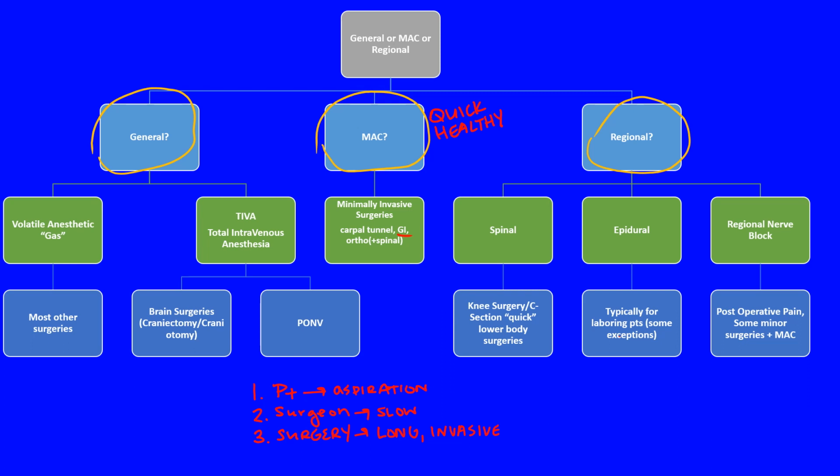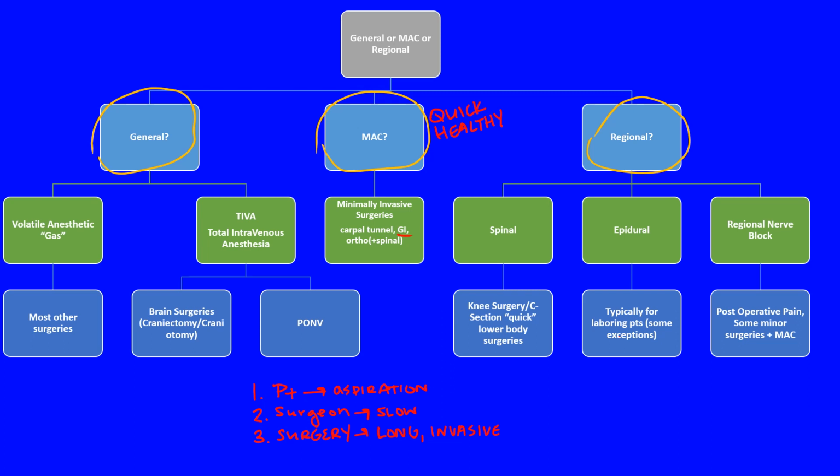Since we're talking about regional anesthesia, let's go over spinals, epidurals, and nerve blocks. Spinals are typically used for lower body surgeries, typically C-sections, ortho surgeries such as knee or hip replacements, some urology cases, and some OB/GYN cancer procedures.